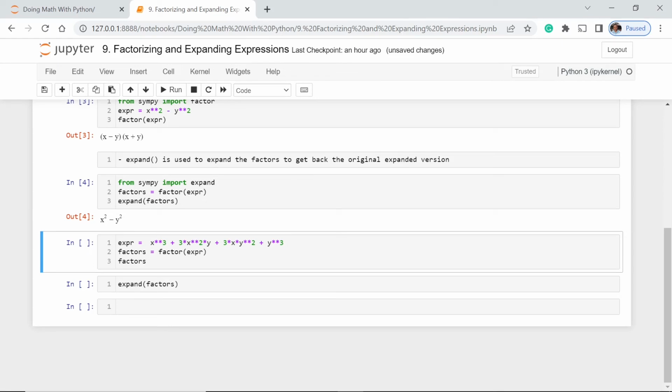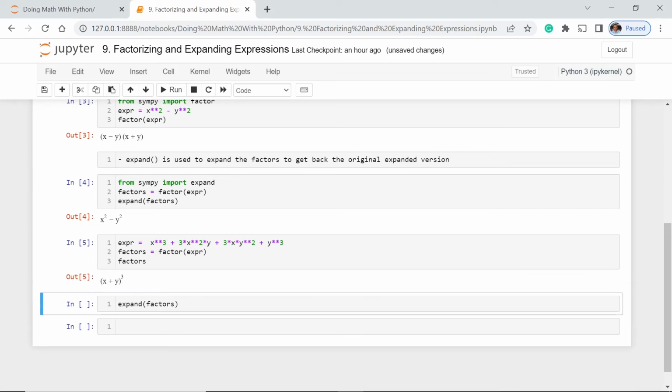Now we have a more complicated expression. We're going to factor first. So what is this one? We have x raised to 3 plus 3x squared y plus 3xy squared plus y cubed. We get the factor of that, and we make factors the name of our result in this case. So let's execute this. Here we have our factored form.